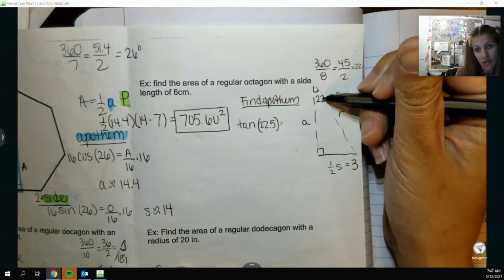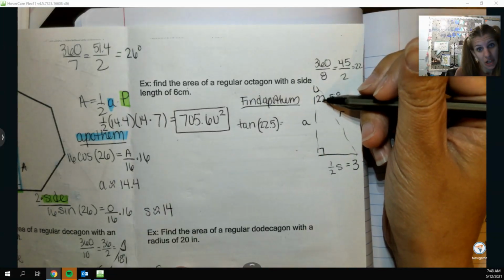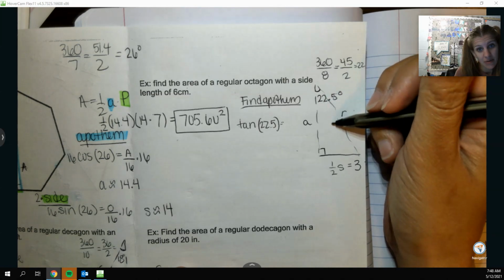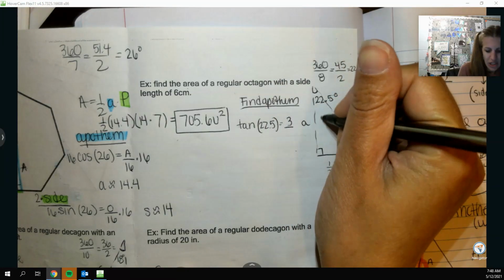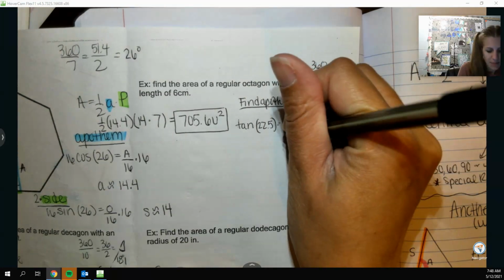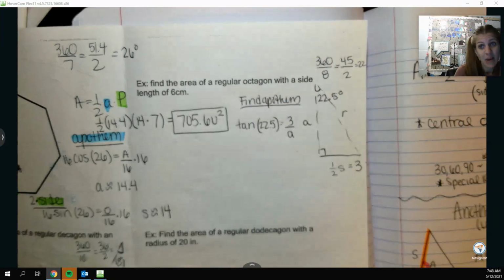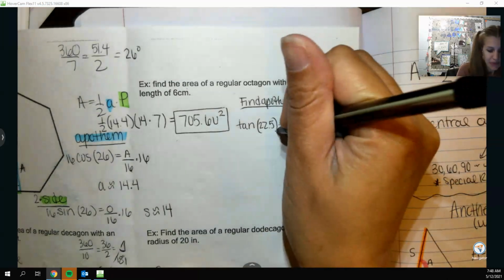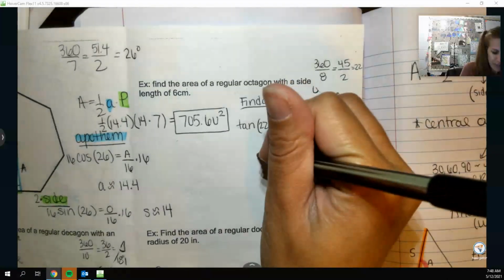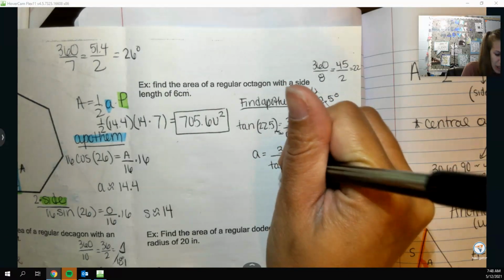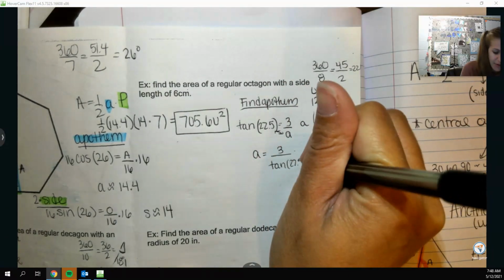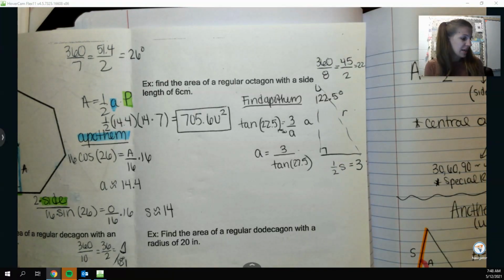So looking at this angle, tangent is opposite over adjacent. So opposite of this is 3. The adjacent is the apothem. And when my unknown is under, this is where we do the little swappy swap. So we get A equals 3 over the tangent of 22.5. And now it's calculator time.